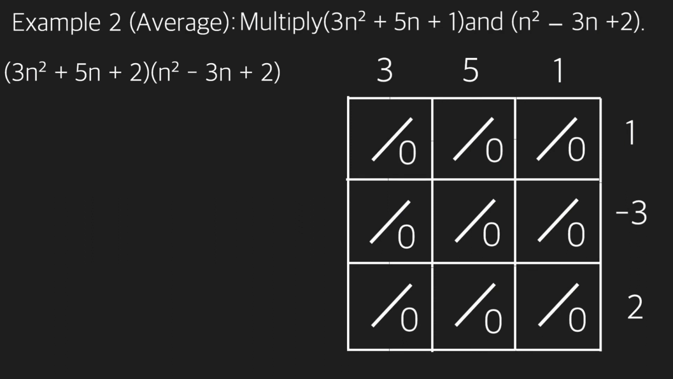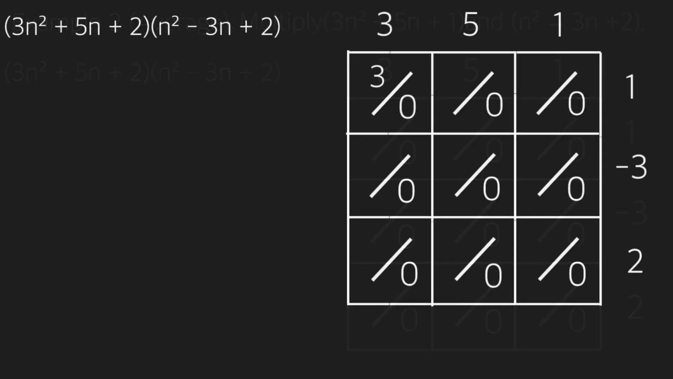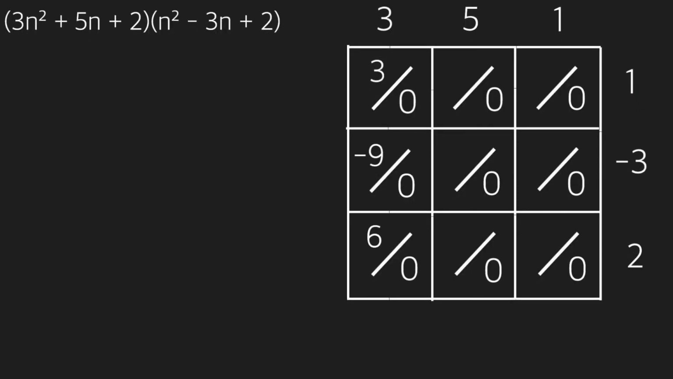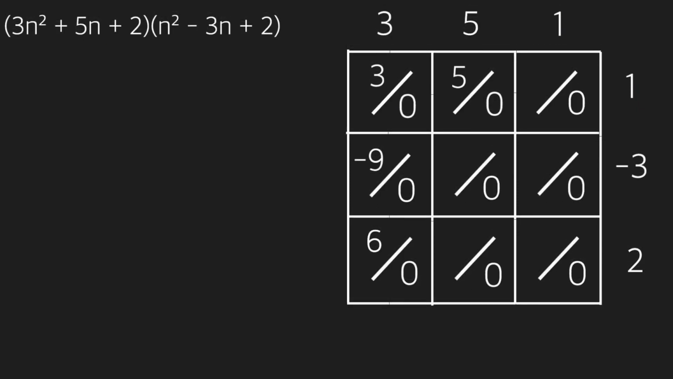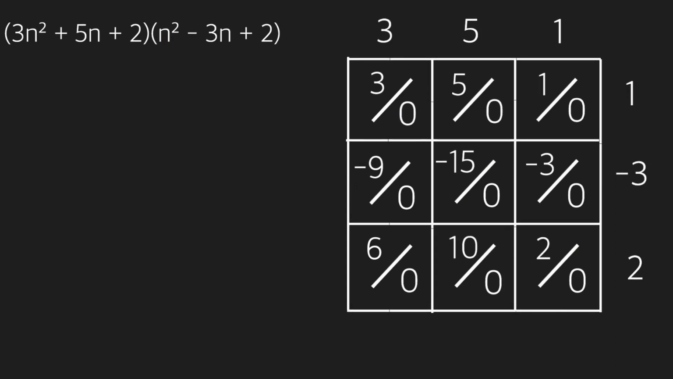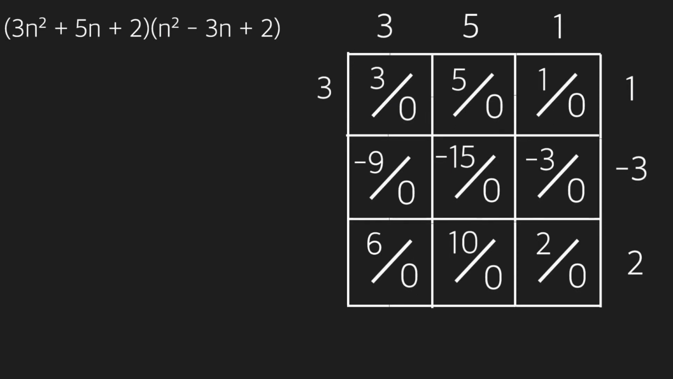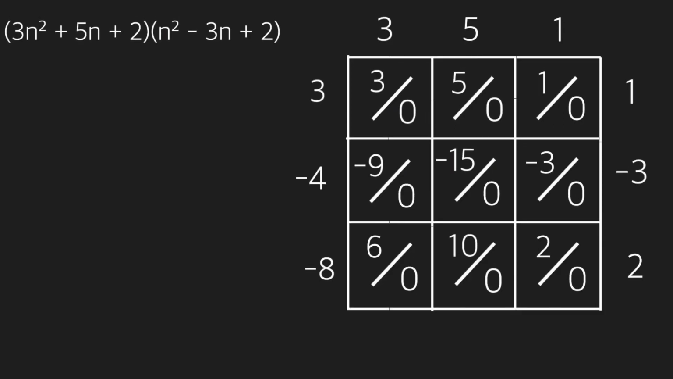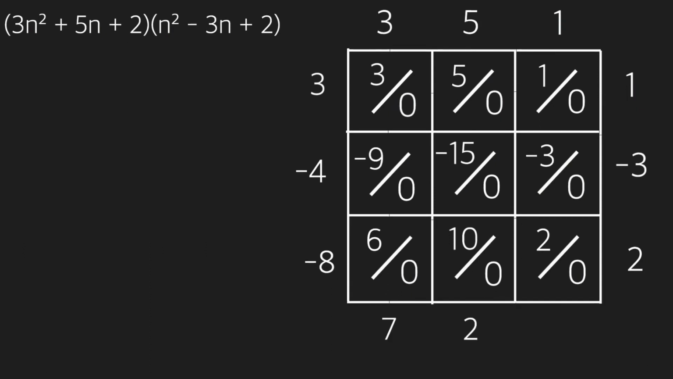Next, multiply each column entry with its corresponding row entry. So 3 times 1 is 3, 3 times negative 3 is negative 9, 3 times 2 is 6, 5 times 1 is 5, and so on and so forth. Finally, use the sums to get the coefficients of the polynomial. So leave 3 as is, negative 9 plus 5 is negative 4, 6 plus negative 15 plus 1 is negative 8, 10 plus negative 3 is 7, and just leave 2 as is.